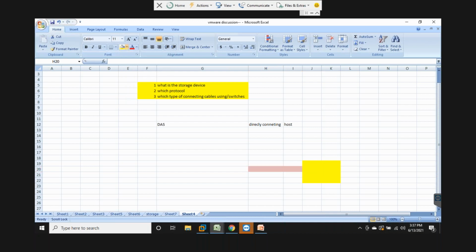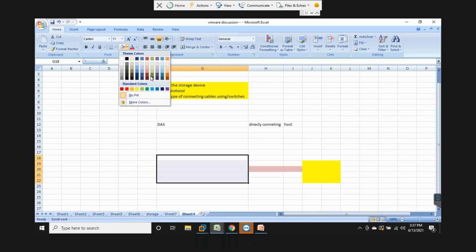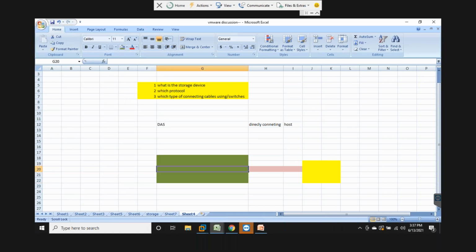Then this is your ESXi host, suppose. This is your fiber channel cable. This is your fiber channel switch. Just like in our network or LAN, we have LAN switches, similarly we have FC switches. I will show you some diagram pictures as well.